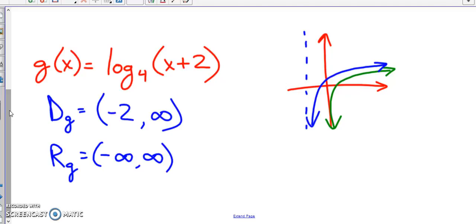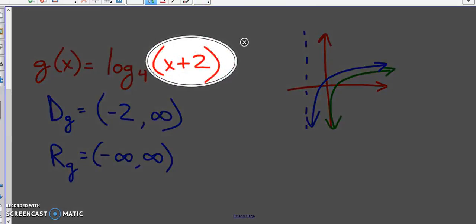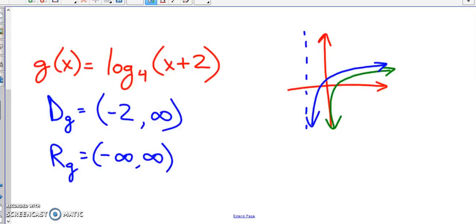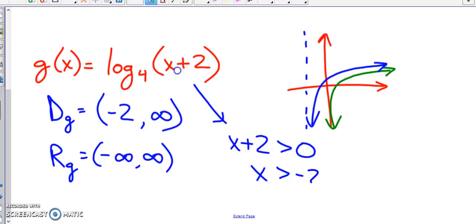All right, so you can do the same thing with the argument to the logarithm. That's what this thing is back here. This thing right here is called an argument. So what I can do is I could say, okay, x plus 2 is greater than 0, so x has to be greater than -2, like that.